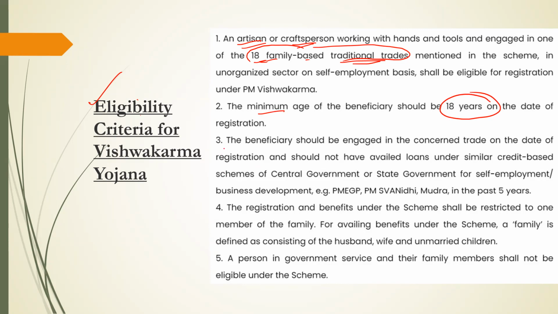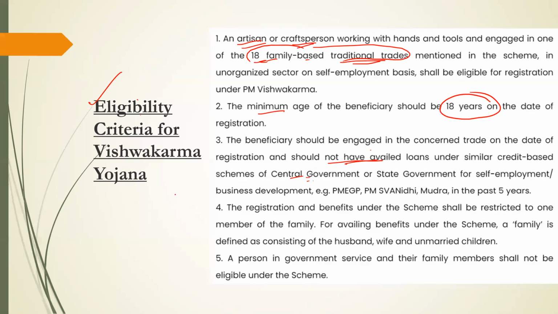The third component is that the beneficiary should not have availed any other loan or schemes under the state government or the central government. So this beneficiary cannot avail multiple such schemes.